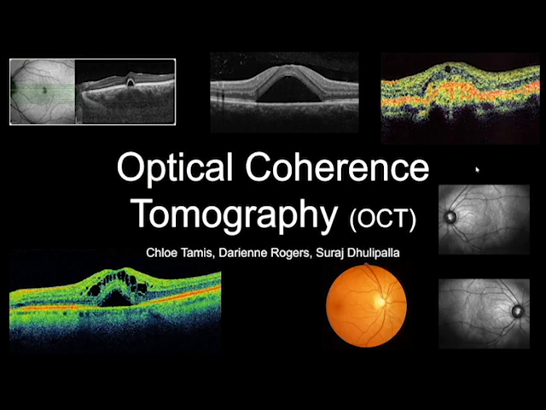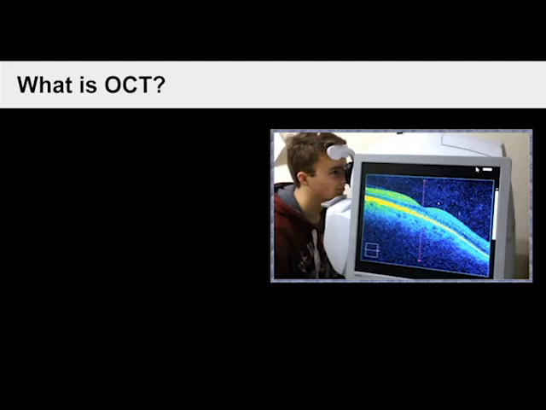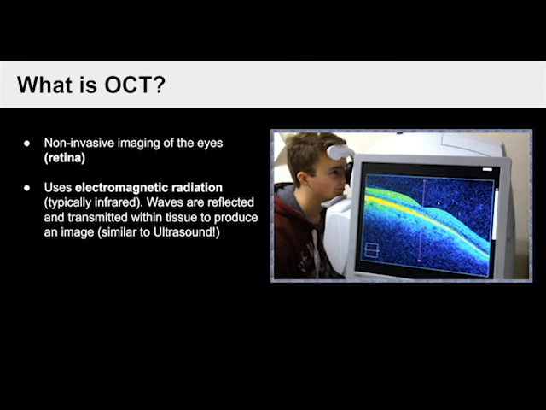Optical coherence tomography, or OCT. So what is OCT? Essentially, it's a non-invasive imaging of the eyes, specifically the retina, as you can see in this picture here. It uses electromagnetic radiation, specifically infrared. Waves are reflected and transmitted at boundaries between the different layers of the eye, similarly to ultrasound.